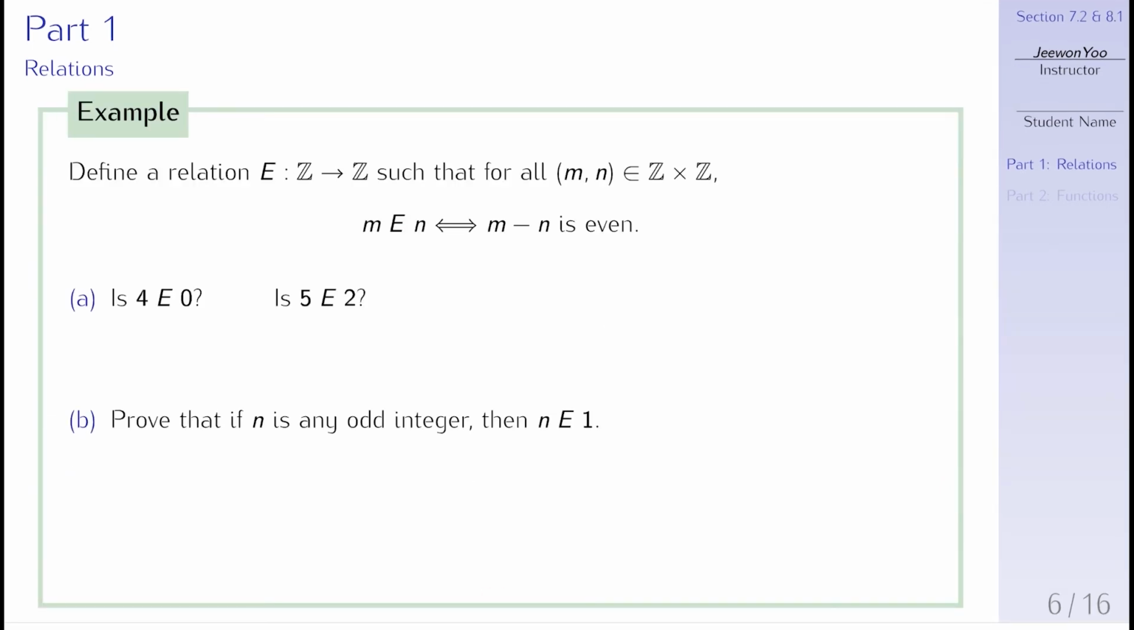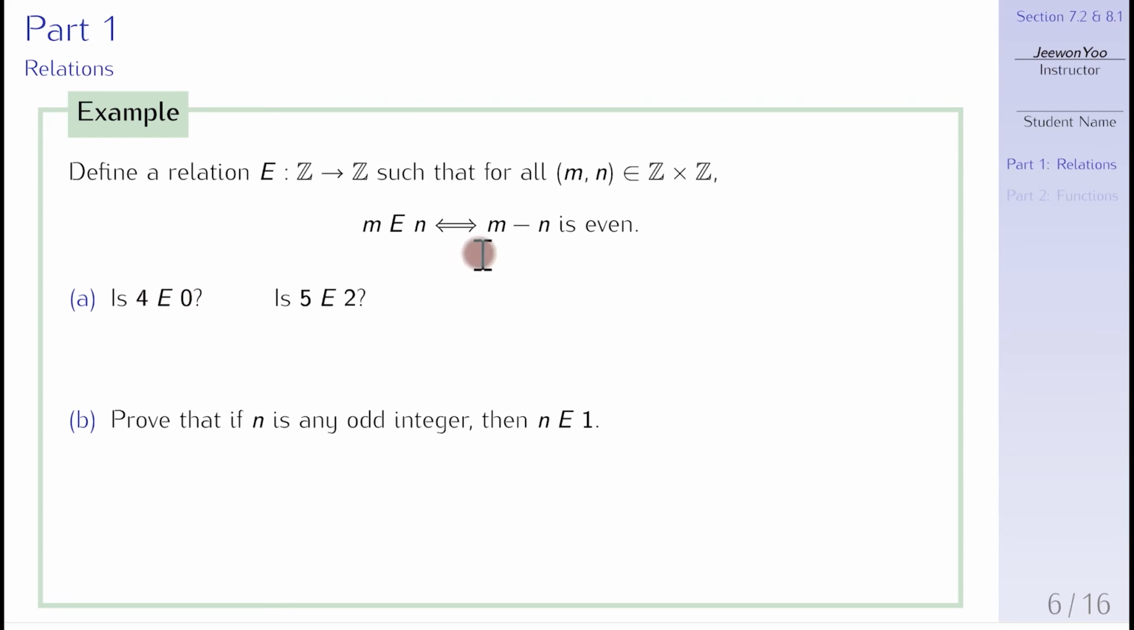Here's the first example. Define a relation E from the set of integers to the set of integers such that for all m, n in Z cross Z, m is related to n if and only if m minus n is even. At first time, if you read this, you might say, what the heck is going on? But if you see the example over here, you probably will understand.